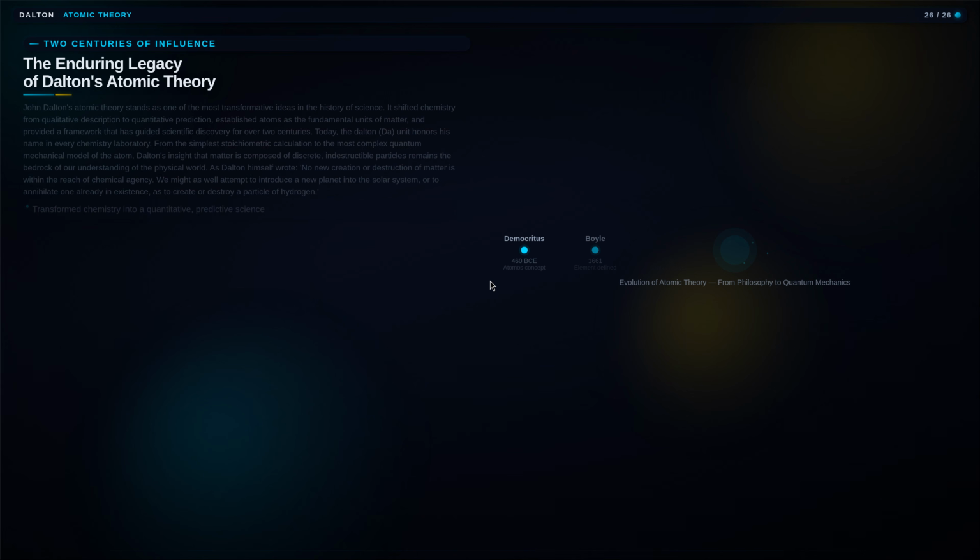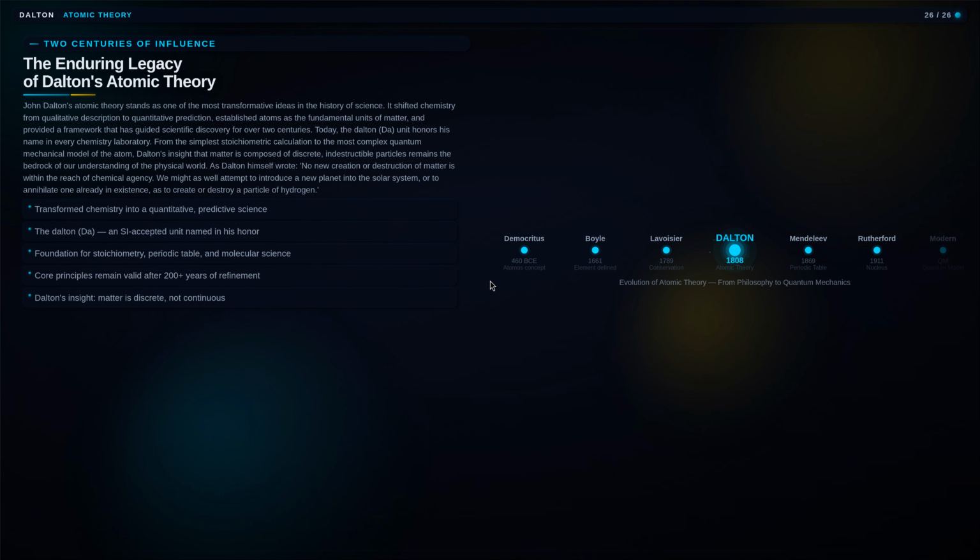The enduring legacy of Dalton's atomic theory. John Dalton's atomic theory stands as one of the most transformative ideas in the history of science. It shifted chemistry from qualitative description to quantitative prediction, established atoms as the fundamental units of matter, and provided a framework that has guided scientific discovery for over 2 centuries.